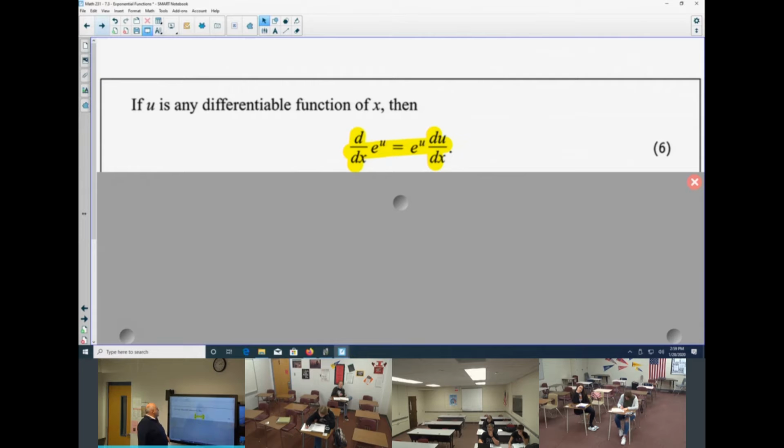Okay, so the derivative of e to the u was e to the u times the derivative of u. Okay, so we did that before. All right, so now what we're going to do is say, well, what if e is a different base? What if the base is something other than e?